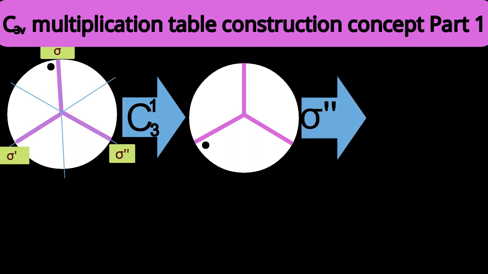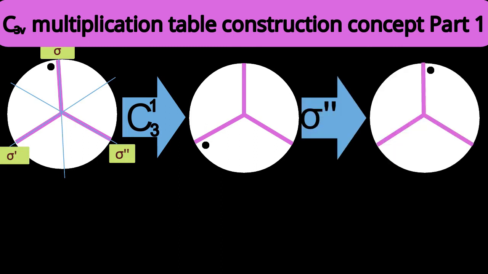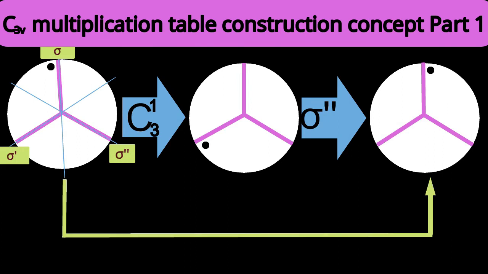After the sigma double dash operation on the resultant structure, the knot will shift to the right side of the upper bar. How can I get this final structure from the original structure? Yes, you are right, through reflection. And our answer is sigma. What does it mean? C31 into sigma double dash is equal to sigma.